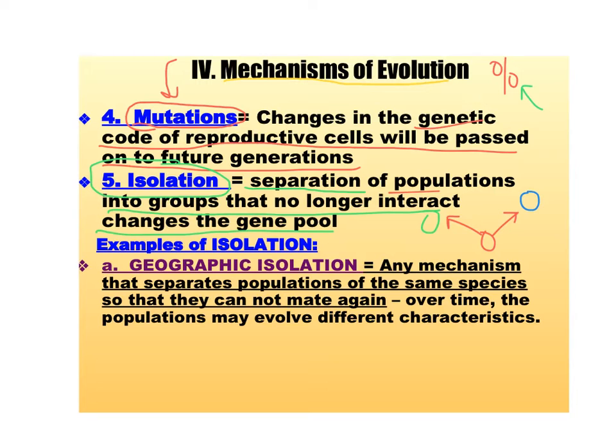And what are some types of isolation? Well, the most obvious one is geographic isolation. Basically, you're separated by land, maybe an ocean, maybe mountains, maybe the Grand Canyon, whatever. Any kind of landform keeps the species separated from each other so they cannot mate. Therefore, they may evolve into two separate species. They're going to evolve different characteristics.